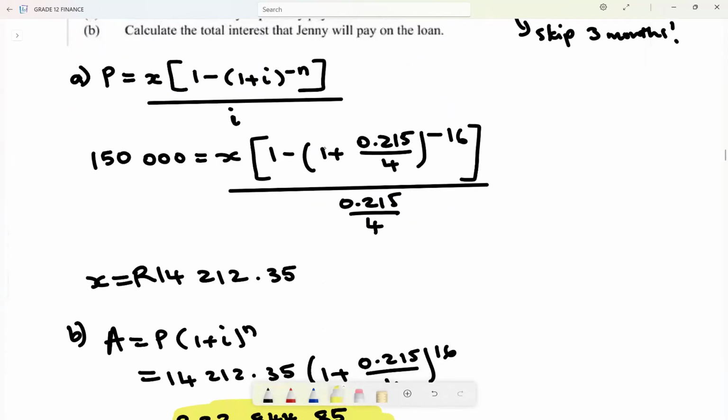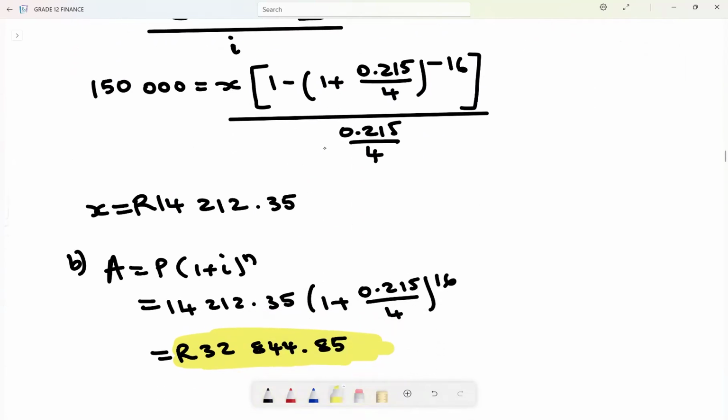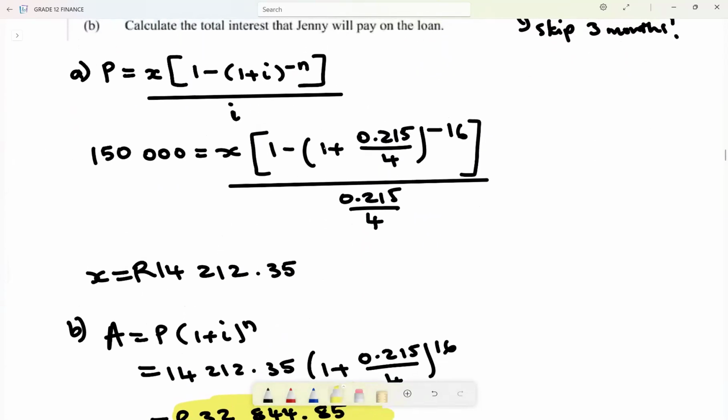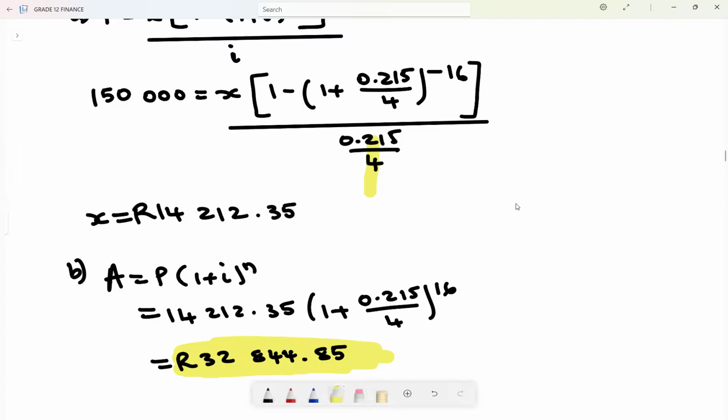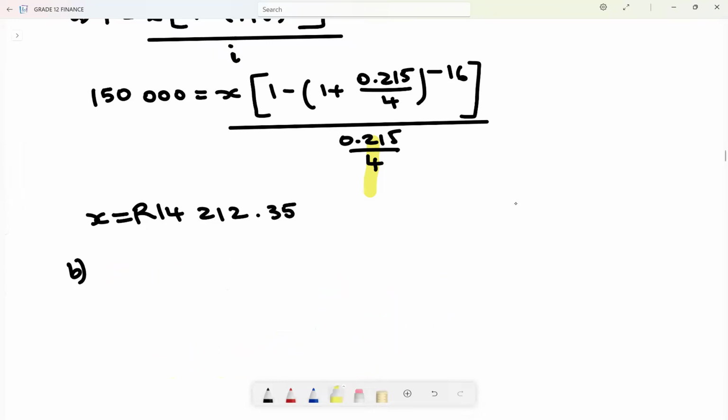Okay, maybe let me return to my calculations and then do this. Let me go and say 150,000 again. Sorry, let me quickly confirm my calculations. Okay, why am I using the compound formula? Sorry about that. Remember, he will make payments, so this is the amount paid. Amount paid is going to be this amount, 14,212.